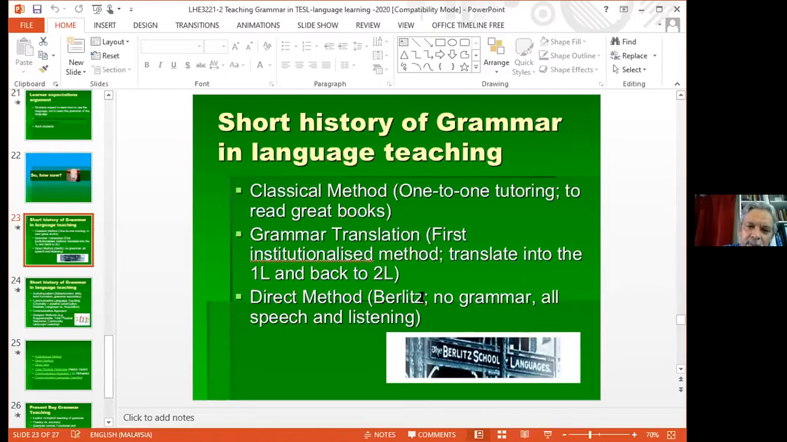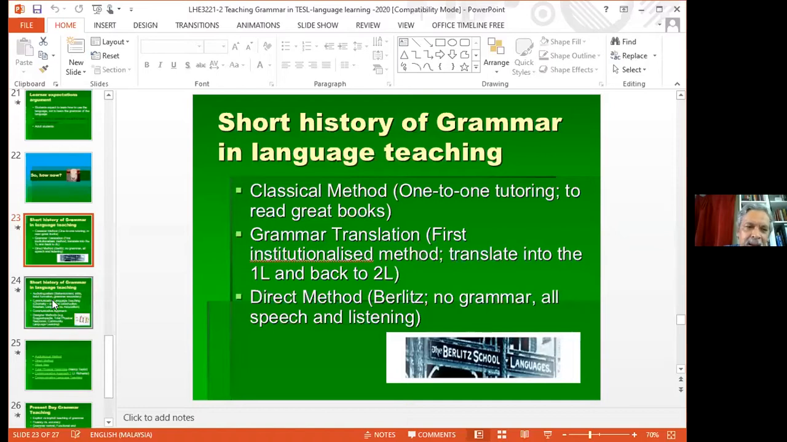One was Berlitz, who suggested the direct method. In the direct method, there was no grammar at all. It was all practice in terms of using the language, not drills, but speaking and listening. Not so much pattern practice, repeating the same kinds of patterns, but trying to use natural language: the direct method.